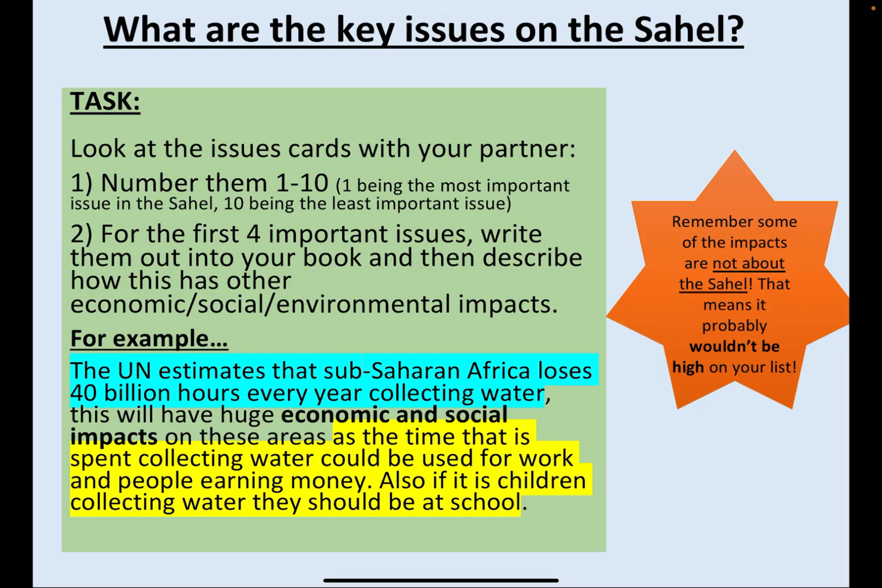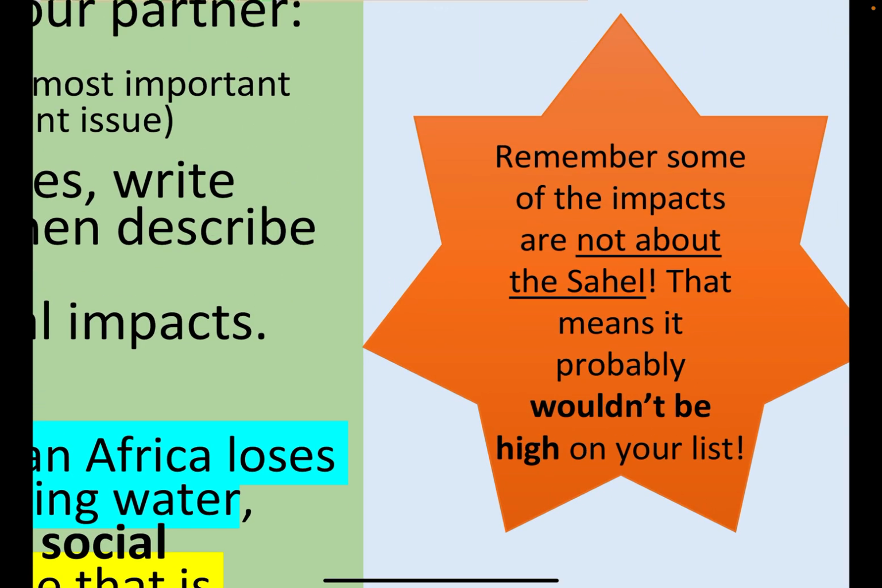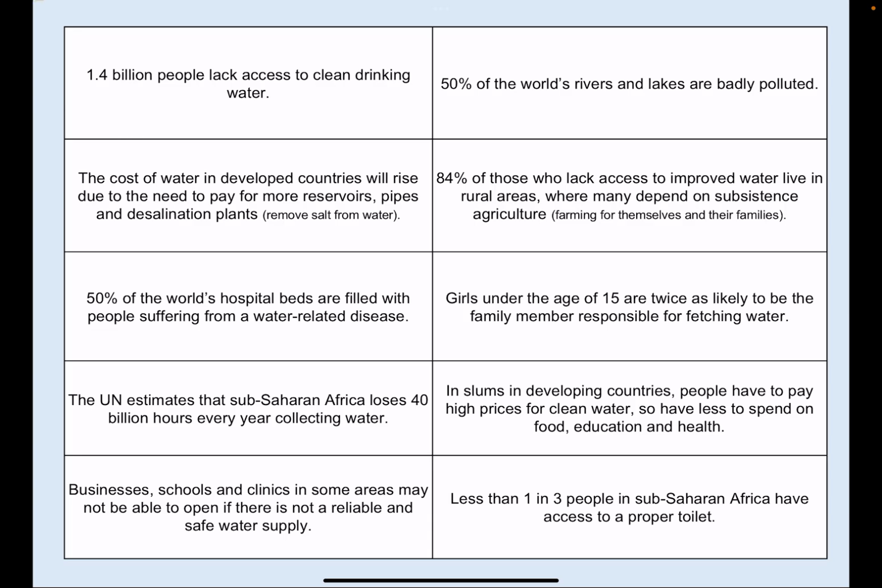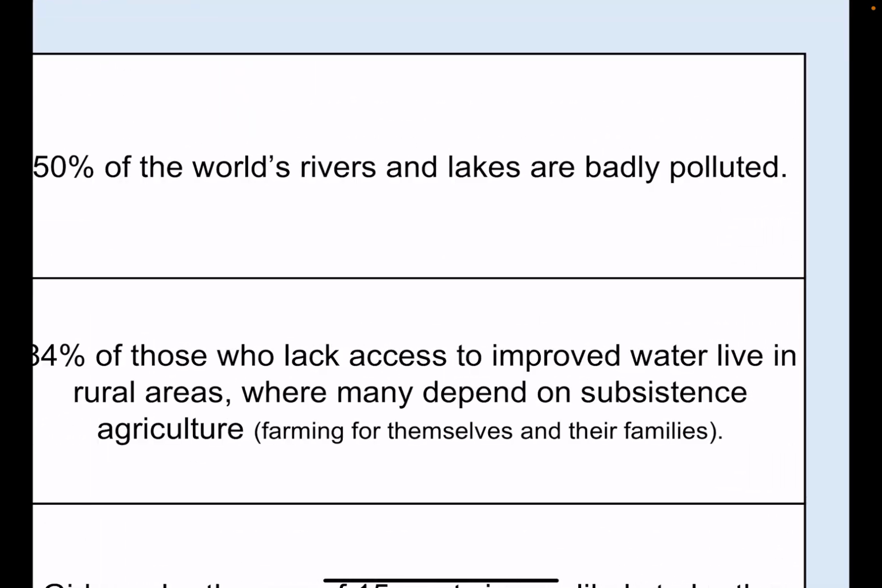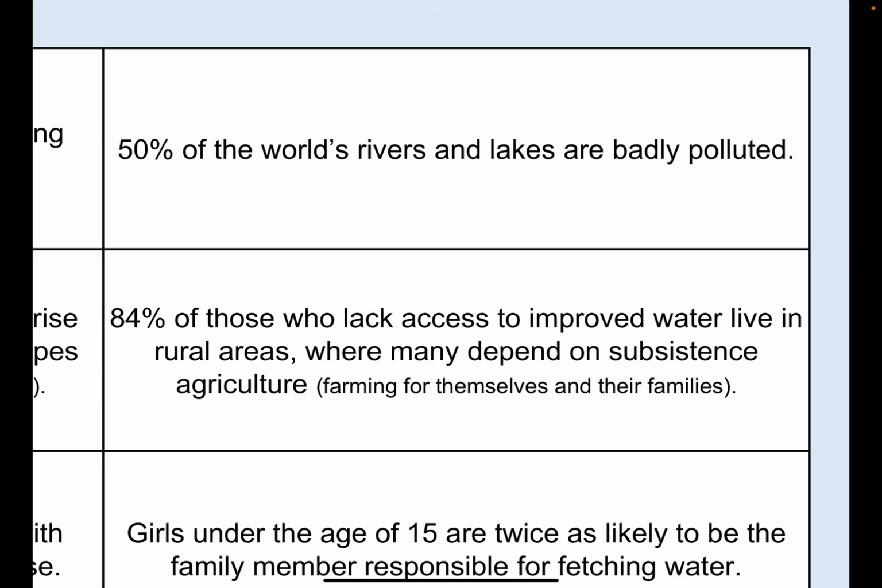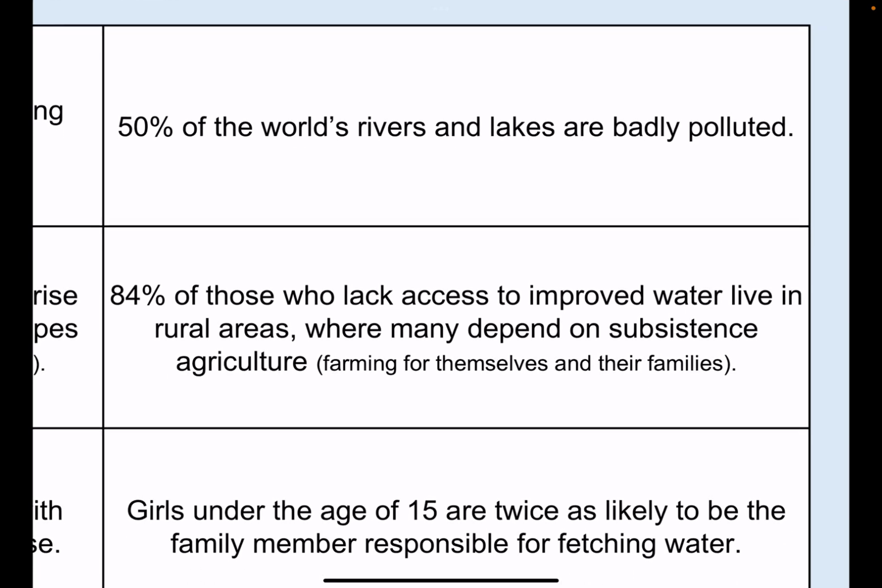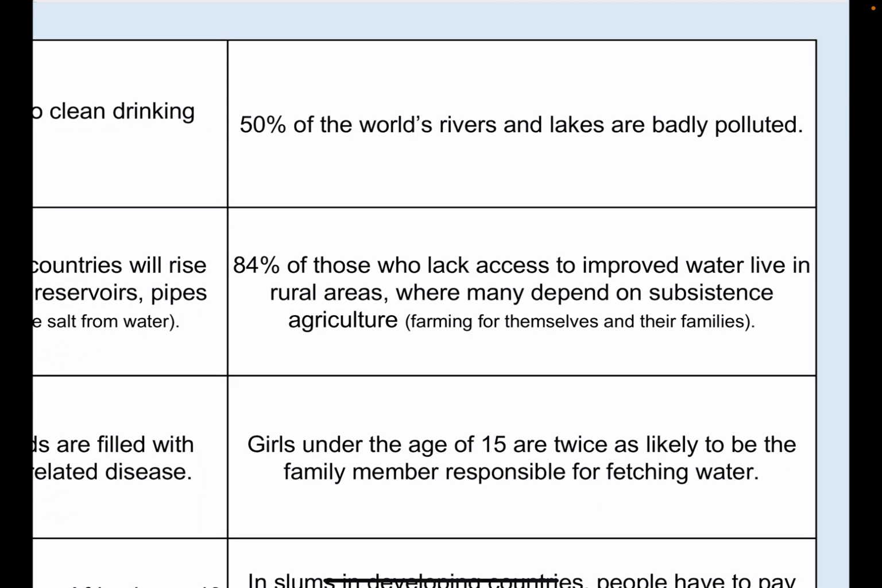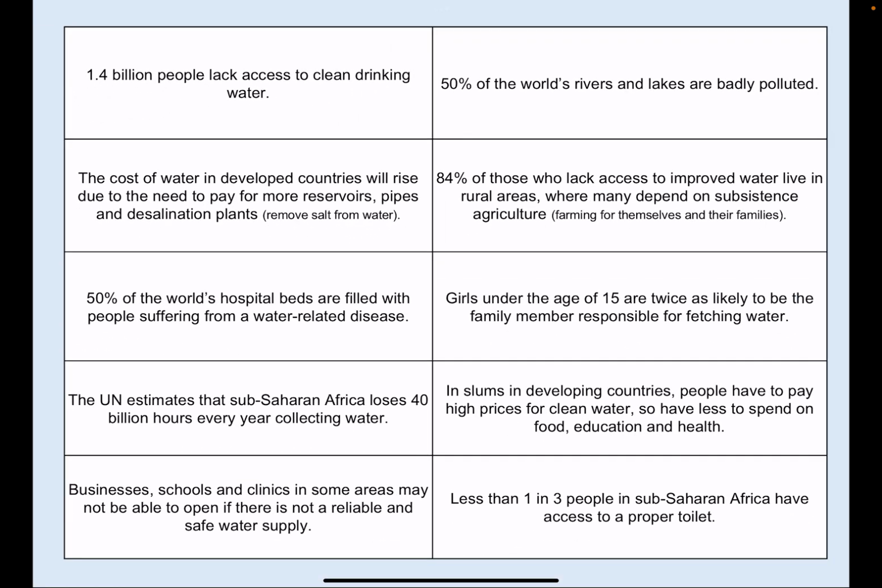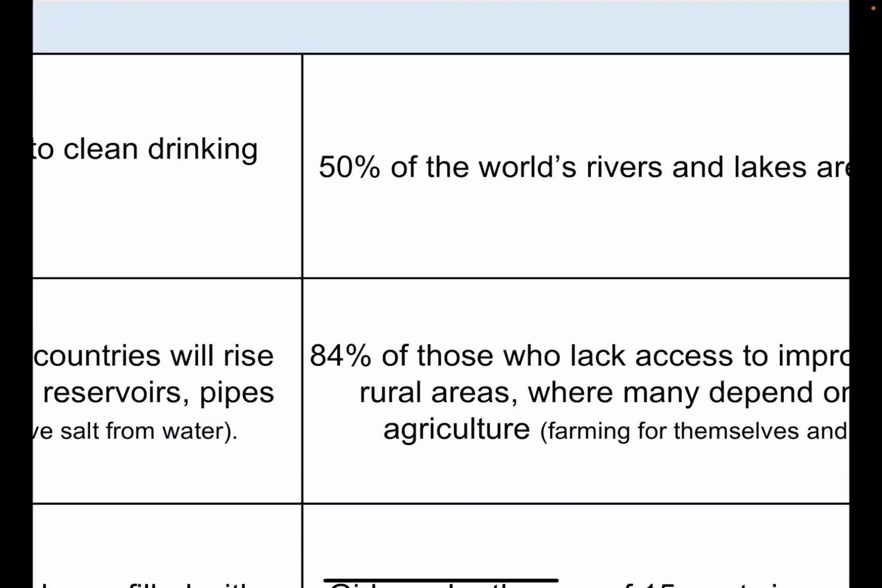In this orange star, it says, remember, some of these impacts are not about the Sahel. So that probably means it won't be high on your list. For example, this one here, 50% of the world's rivers and lakes are badly polluted. It has nothing to do with the Sahel region. So I would argue that this point here would probably be about 10 or 9, kind of low on your list. So remember that, not all of these points are related to the Sahel region. Because that one clearly says the world's rivers.